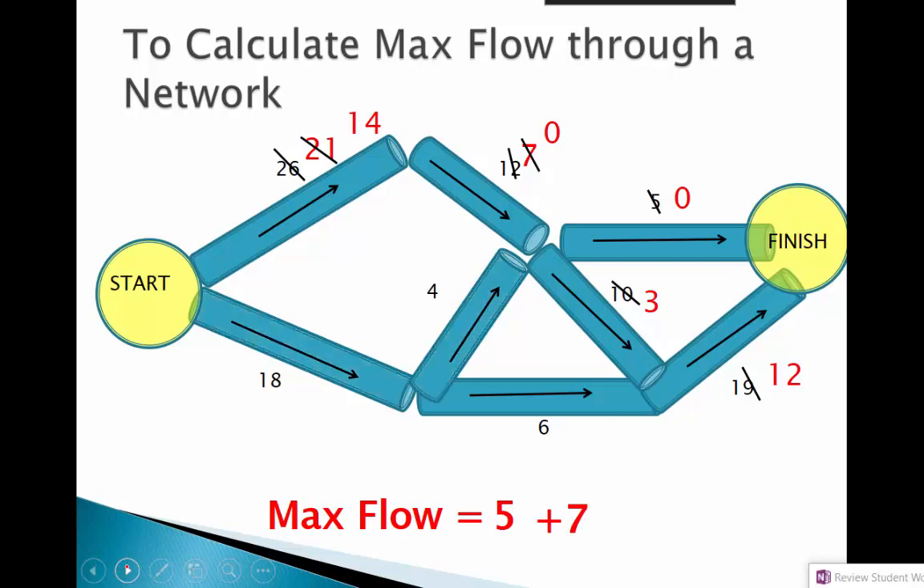Then can I go through that network? The pathway I have to go through is this particular pathway, and the smallest number on that pathway is 3. Cross that out and take 3 away from every one of these. Now the only other pathway I can go is the bottom path, and the smallest number along there is 6, so take away 6, and that leaves me with a maximum flow of 21 through that network. Hopefully that makes sense, and have a go at the questions that we've got for you.